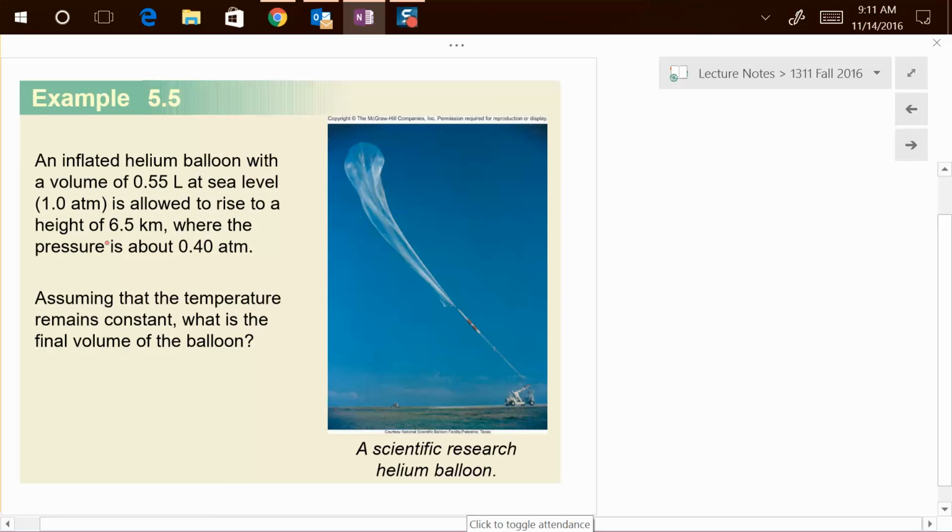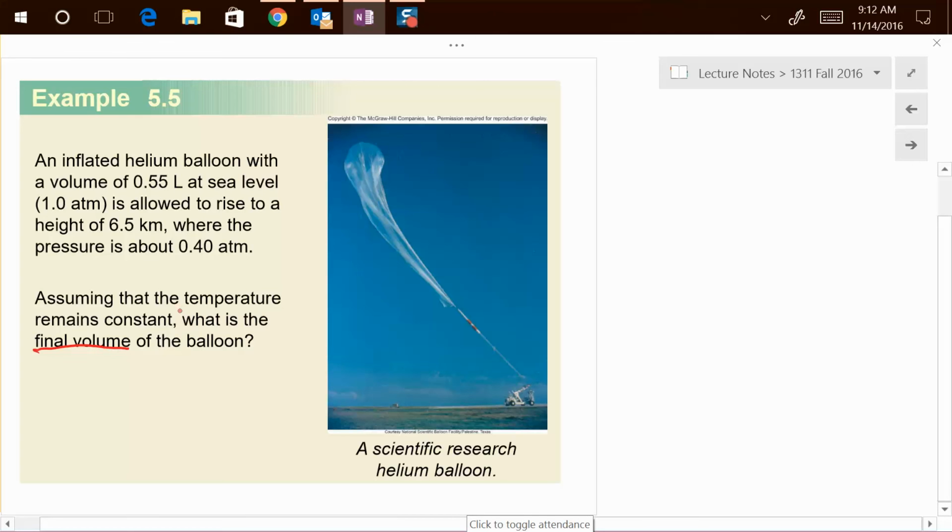An inflated helium balloon with a volume of 0.55 liters at sea level is allowed to rise to a height of 6.5 kilometers, where the pressure is about 0.4 atmospheres. Assuming that the temperature remains constant, what is the final volume of the balloon? What law am I going to use? We can't use the ideal gas law because there's change in this question, right? What is the final volume?